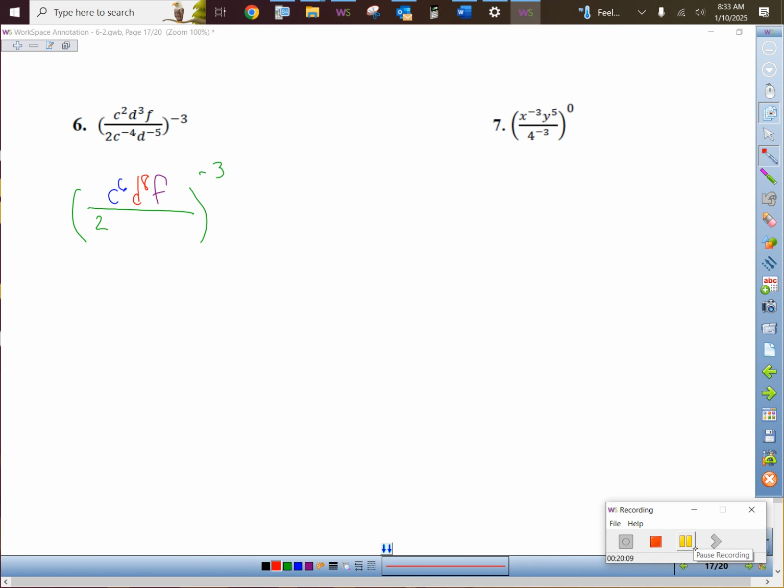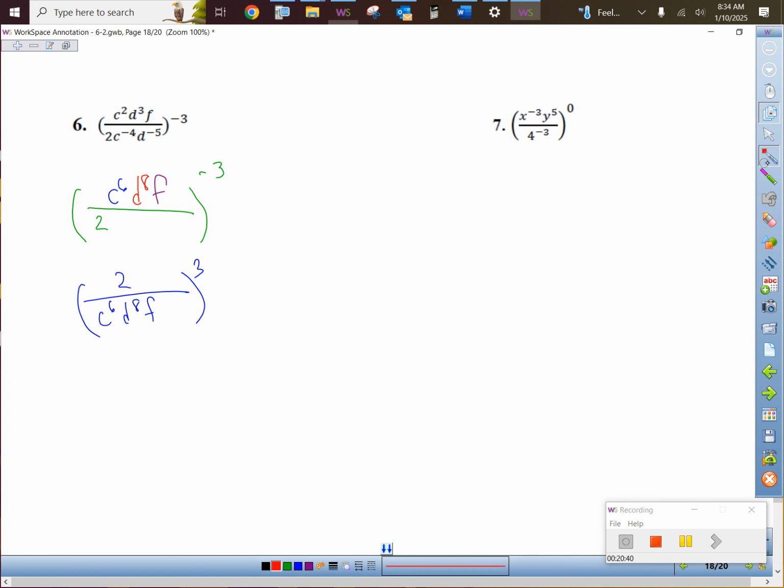I've cleaned up the inside. The 2 stays down. The C's, the 4 had to come up and join that other 2 dudes. D's, 5 came upstairs to join those 3, and that F just stayed up there. Then I shall use the negative part of the exponent to reciprocate. So flippy flippy. And then you cube everybody.